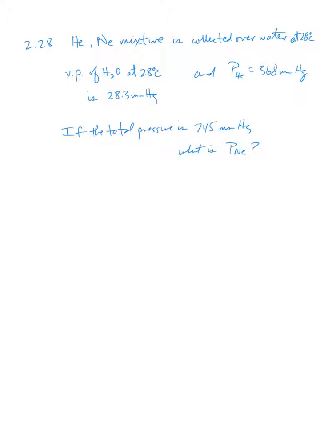But I do have one more that I want to do in this video. 2.28 is another problem that involves a mixture. I think we did this one in class, but I'll go over it again. This is a case where you are going to use the fact that the partial pressure of individual gases add up to the total pressure. In this example, we've got a mixture of helium and neon, but the fact that it's collected over water reminds you you're going to need to account for whatever the vapor pressure of water is at that temperature.